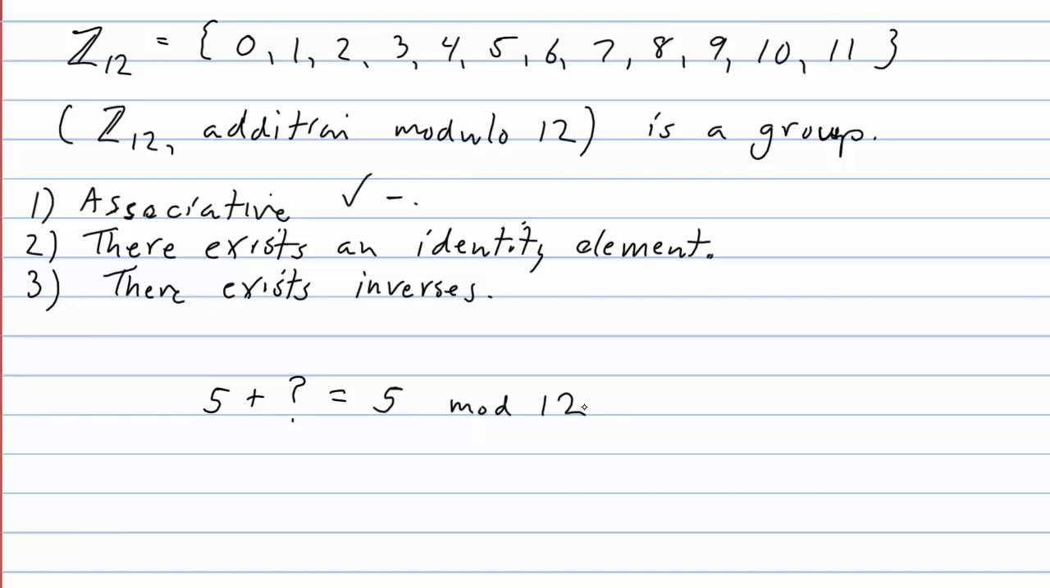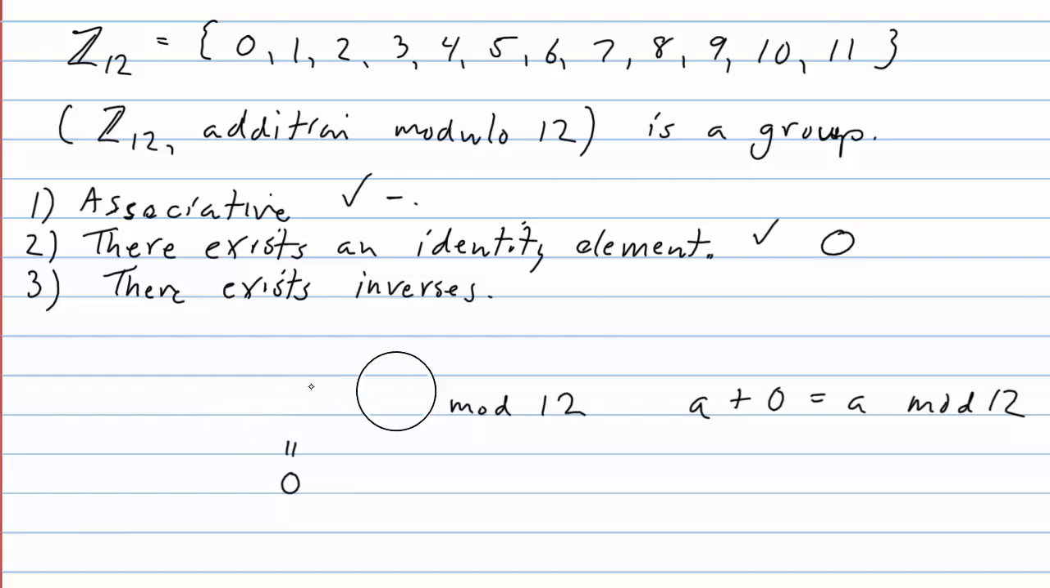So in this case, 5 plus what gives you back 5, where the addition here is modulo 12? It should make sense that this is just 0. If you take anything plus 0, you get it back mod 12. This doesn't just work for ordinary addition, it also works for this mod 12 addition. Does there exist an identity element? Yes. And this is 0.